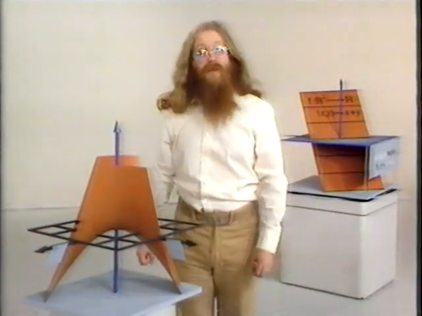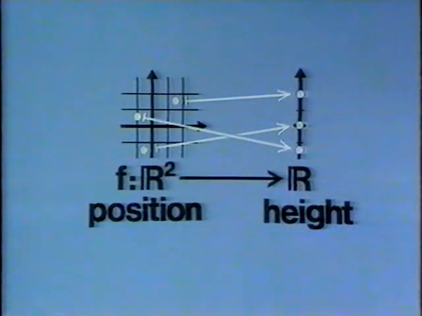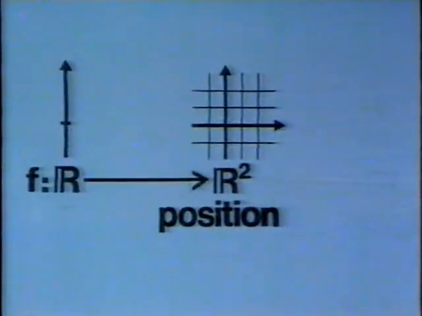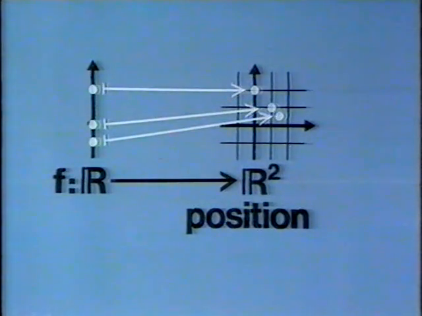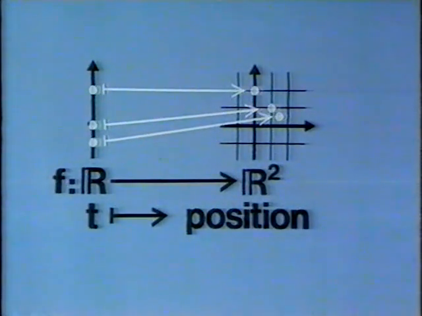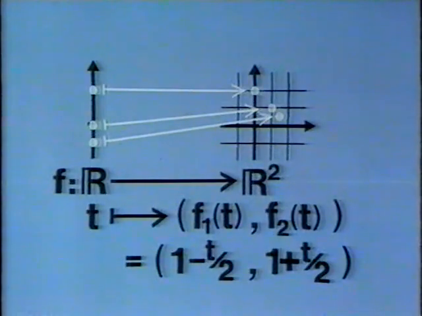Well, that's three examples of functions from R2 to R. What about the other way round? A function from R to R2. A function mapping each point t of R to a position on the plane. Well, a position, that is a point of R2, has two coordinates, say f1 of t and f2 of t. For example, f1 of t could be 1 minus a half t, and f2 of t could be 1 plus a half t.